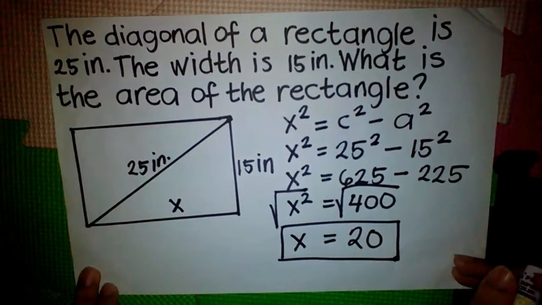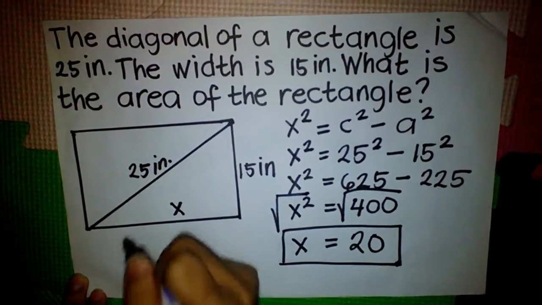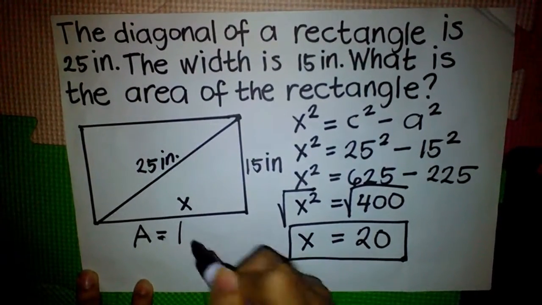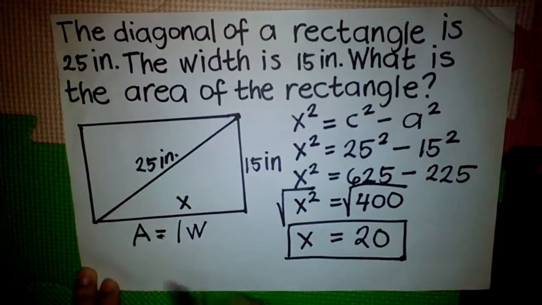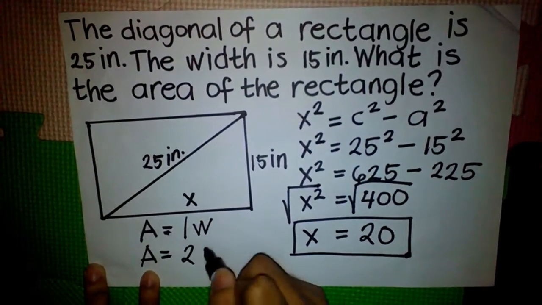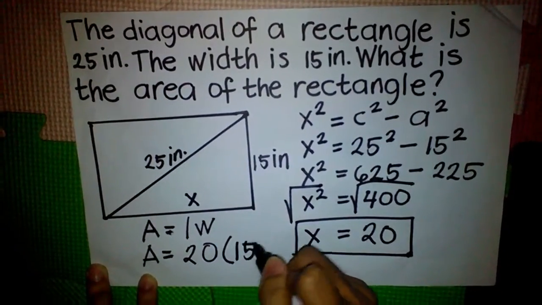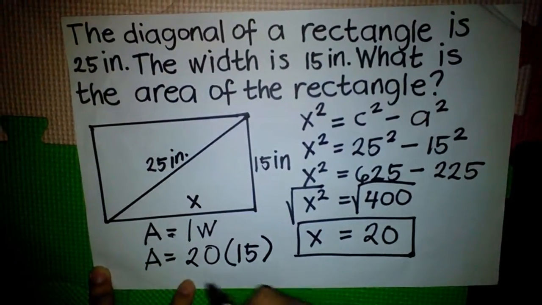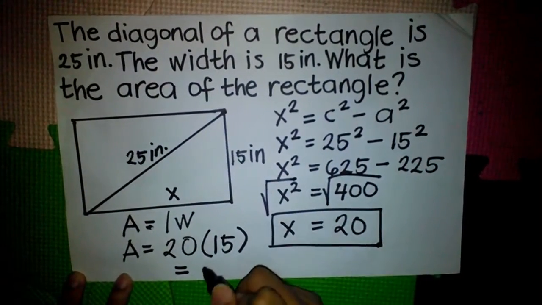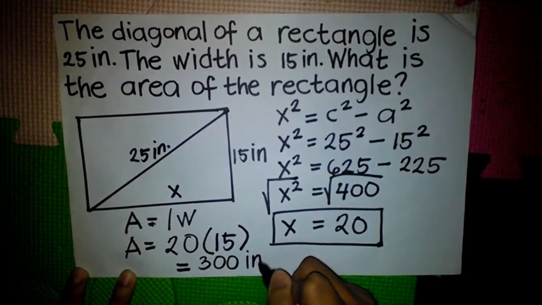So now we will solve for the area. So the formula for the area of the rectangle is area equals length times width. So area equals the length, which is 20, times the width, which is 15. So the area for this rectangle is 300 inches squared.